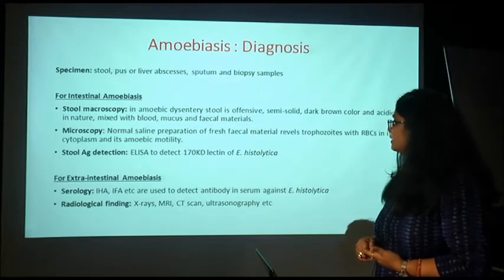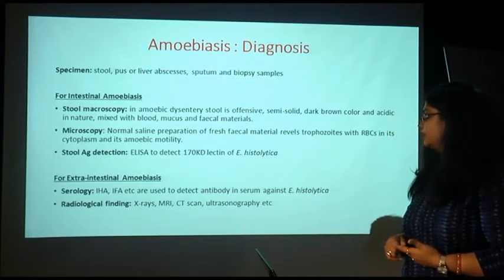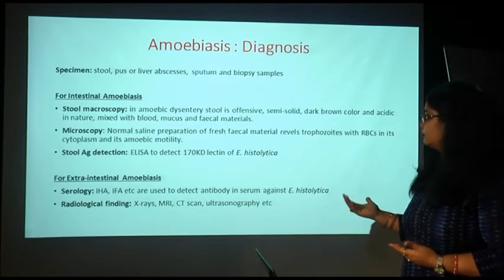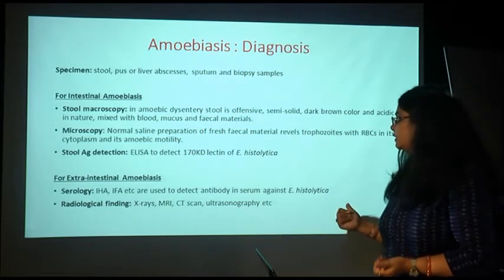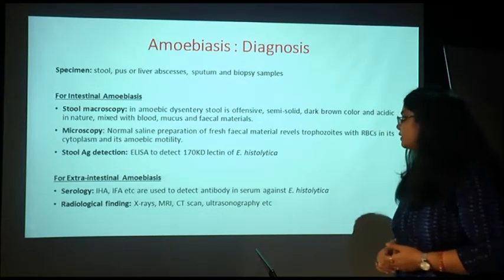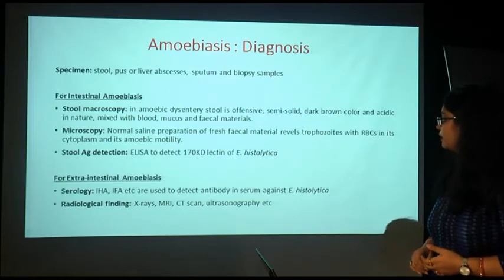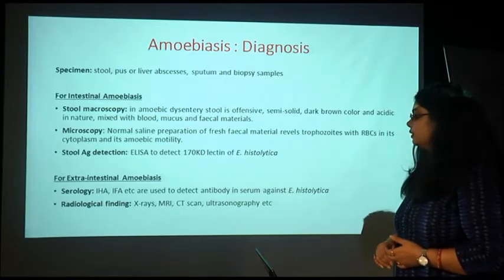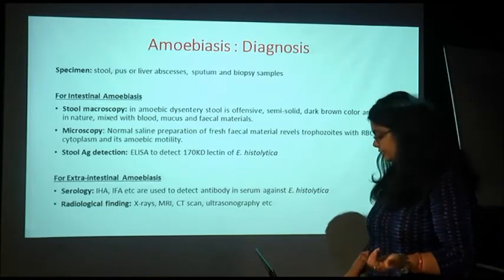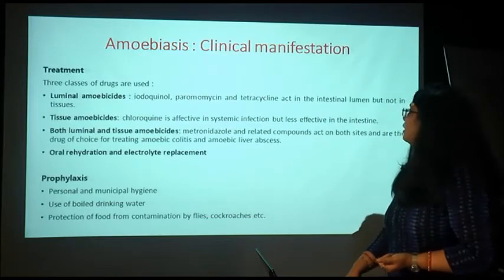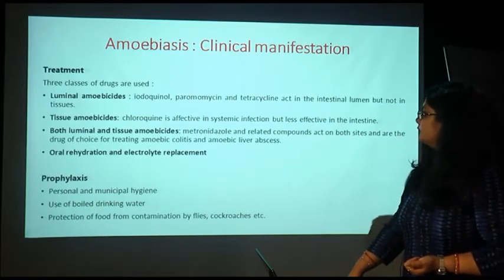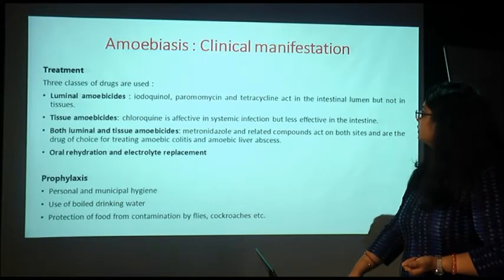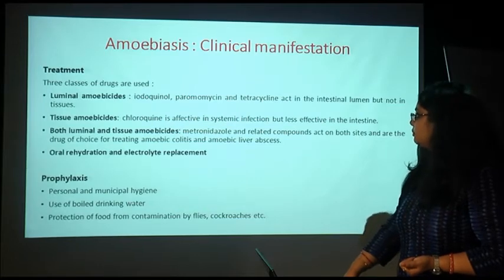Now next is the stool antigen detection. So ELISA is very helpful in detecting the antigen in the stool. For extraintestinal amoebiasis, fluorescent methods are employed, and different radiological techniques such as X-rays, MRI and CT scans are used. Next comes the treatment actually.